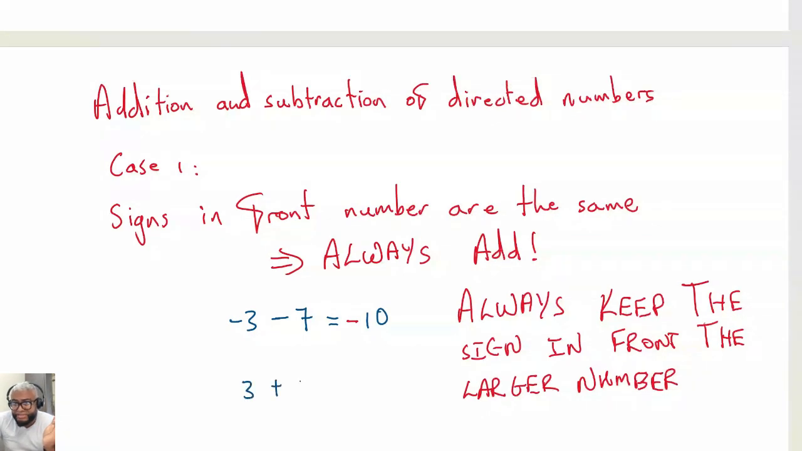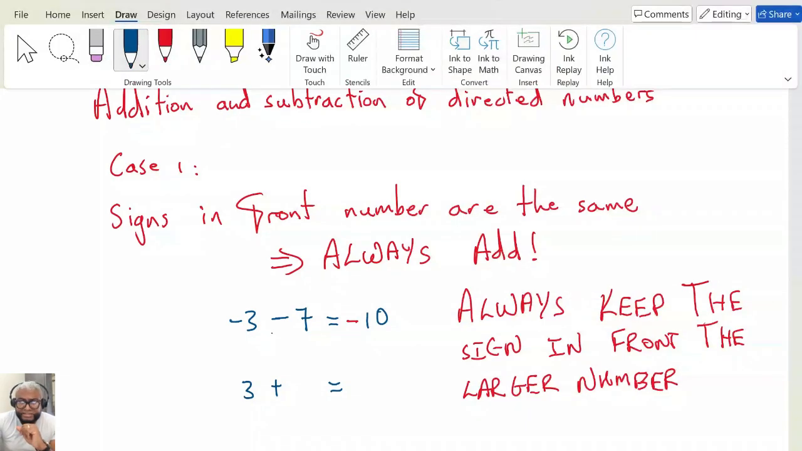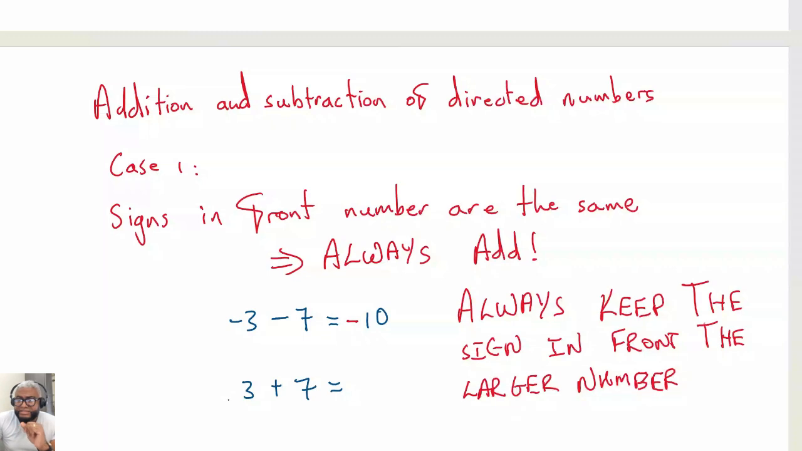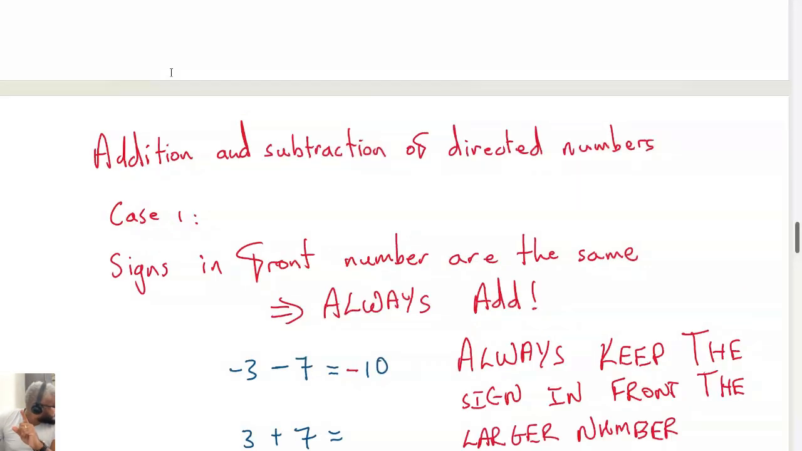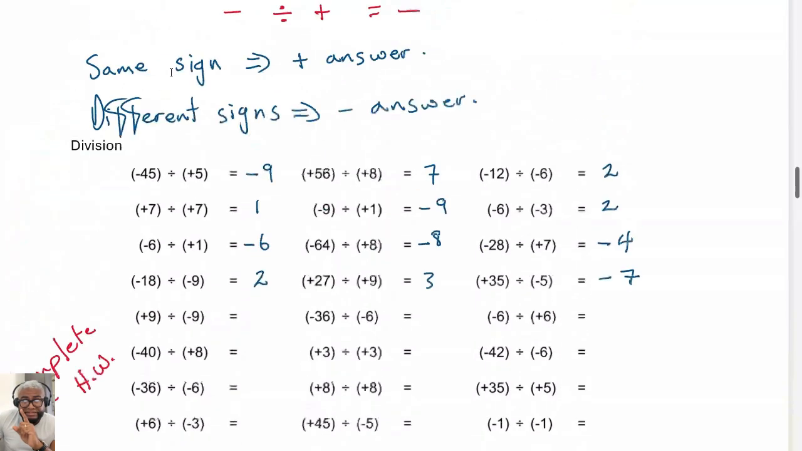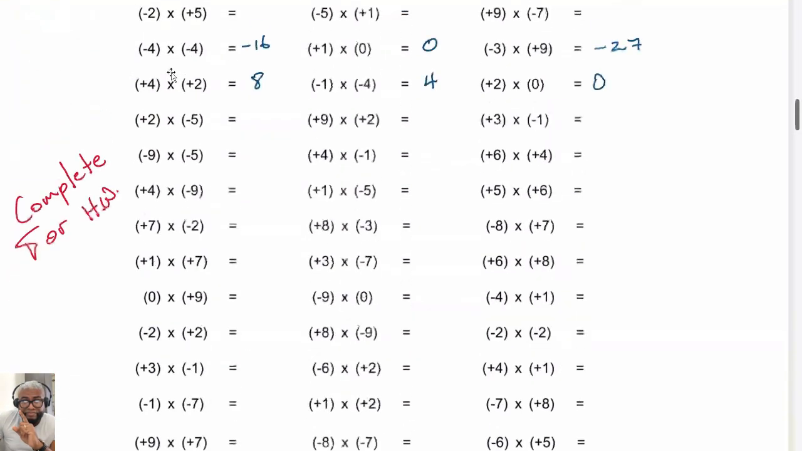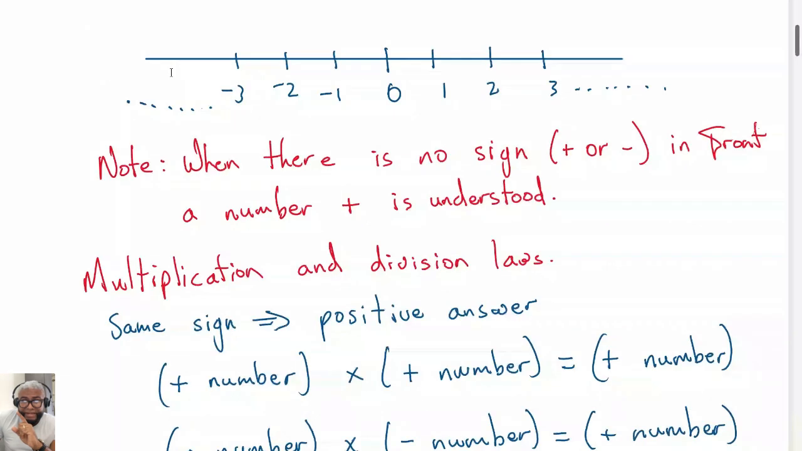If I have a normal 3 plus 7, what sign is understood to be in front of this 3? When there's no sign in front of the number, what sign is understood? A plus or a minus? Minus? Watch it here.